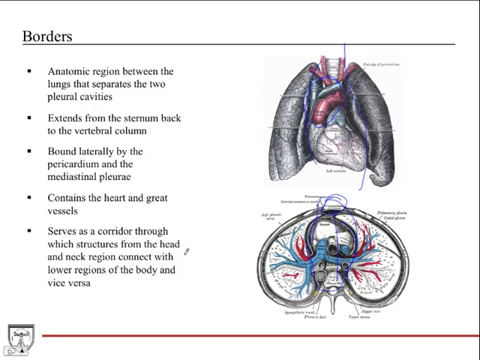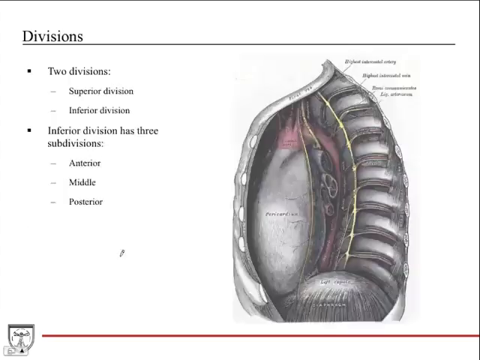A good example of that is the esophagus. The esophagus starts in the neck, goes down through the thorax, through the mediastinum, and you can see that in here. It goes through the mediastinum, and then it goes to the diaphragm and into the abdomen to join the stomach. And that's one such example. There are vessels and other structures that go through as well.